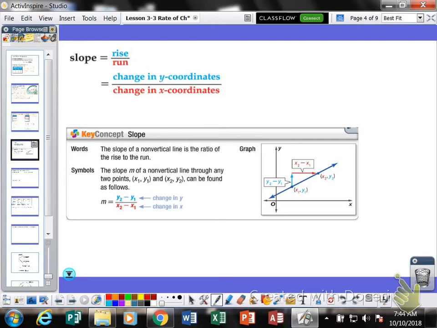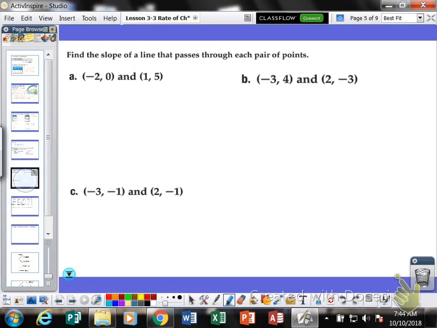So the equation that you need to know, but again, you don't have to memorize it, you just need to know how to use it, is m equals y2 minus y1 over x2 minus x1. It's the change in the y values over the change in the x values. So let's go ahead and try a problem.